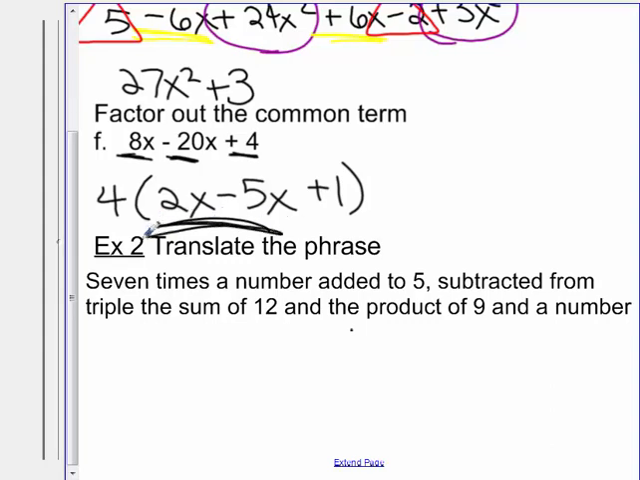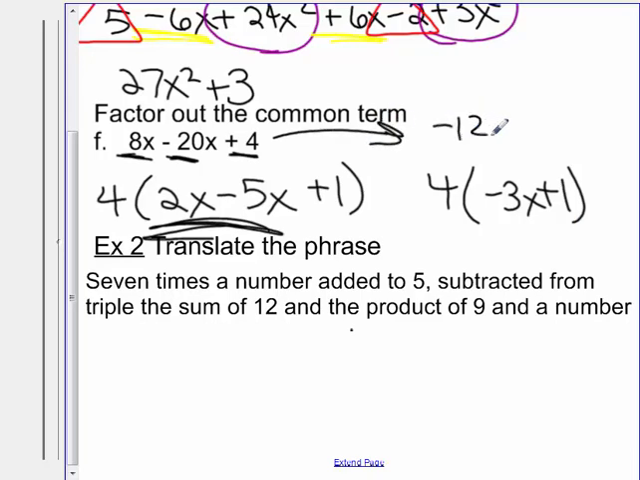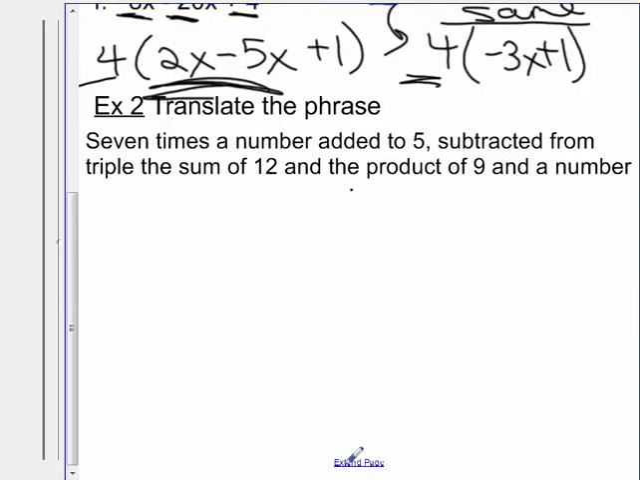Now, some people might have looked at it and said, well, could I simplify that inside? Sure. I could have written it as, finally, negative 3x plus 1. But notice here, I could have simplified it at the start as well. If I put together negative 20x and 8x, I would have gotten negative 12x plus 4. Well, what's common in negative 12 and 4? A 4. So I could have taken out a 4. I get the same answer here. I pull out the same common term, which is 4. Okay? Just a little different way to think about it here.